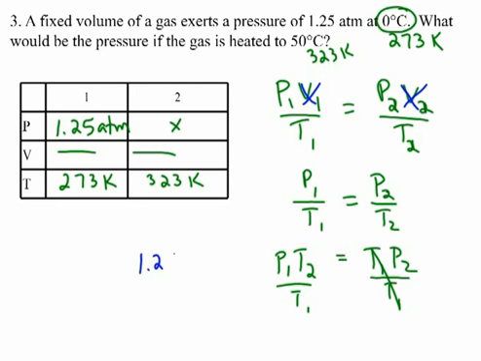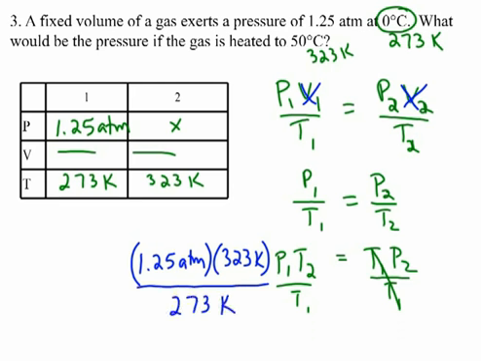P1 we know is 1.25 atmospheres. We're going to multiply that by T2, which is 323 K. And we're going to divide by T1, which is 273 K. When you plug that all into your calculator, that should work out to 1.48 atmospheres. And that, my friends, is the final answer for problem number 3.